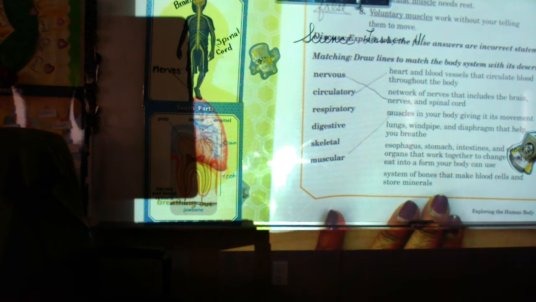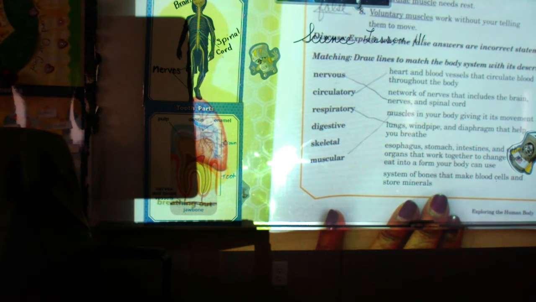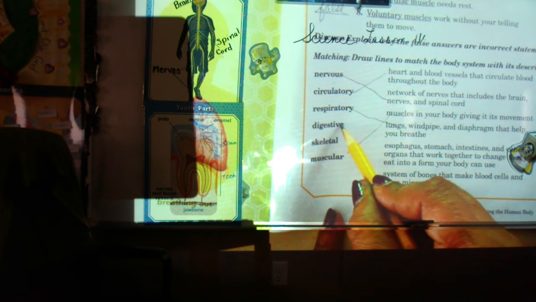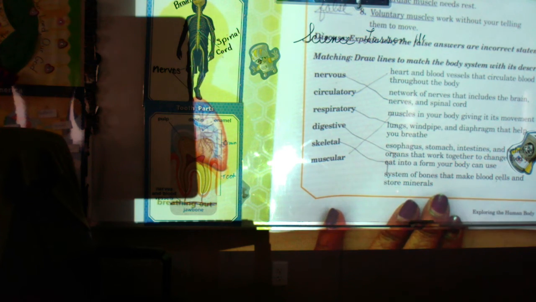Keyword muscles. Lungs, windpipe, diaphragm that help you breathe. Respiratory. Esophagus, stomach, intestines, and other organs that work together to change the food you eat into the form your body can use. Digestive. System of bones that make blood cells and store minerals is your skeletal system.